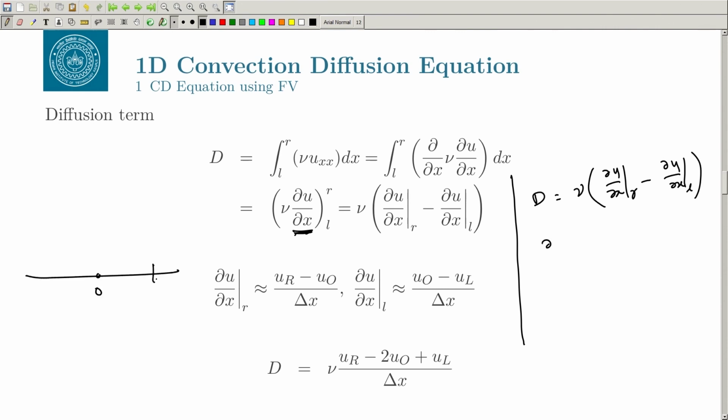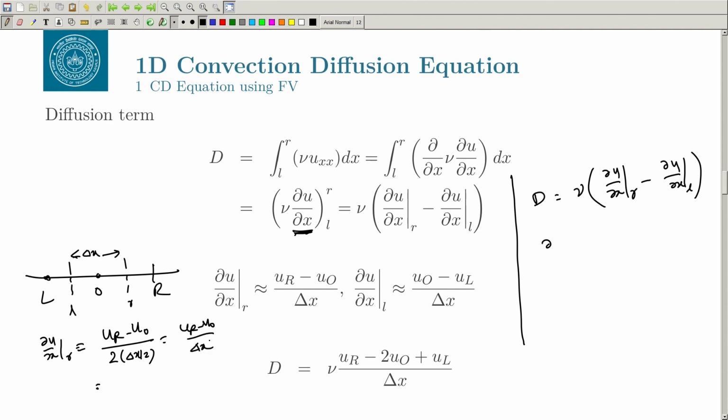Diagram is here O R L, this is R, this is L. So, we want to calculate del u by del x at R, right. So, this will become u r minus u o, okay, by 2 into delta x by 2. Okay. I am assuming uniform grid size. So, this is my delta x, right. So, that will become u r minus u o by delta x.